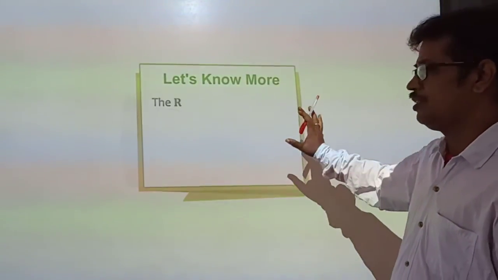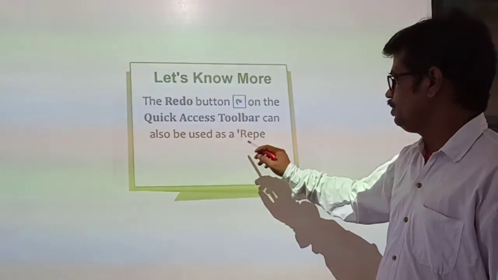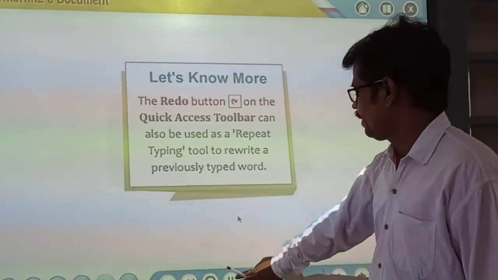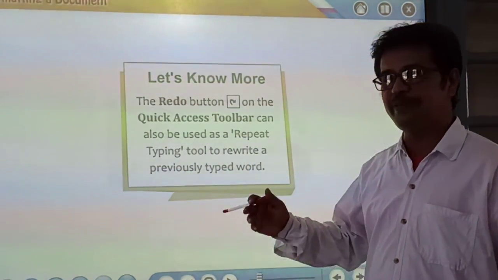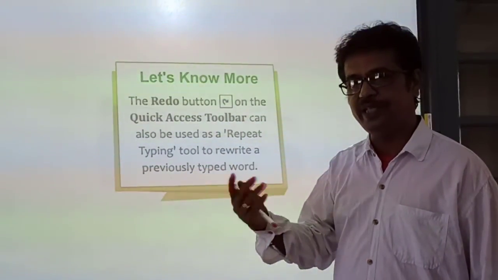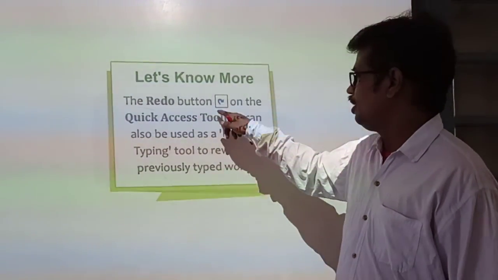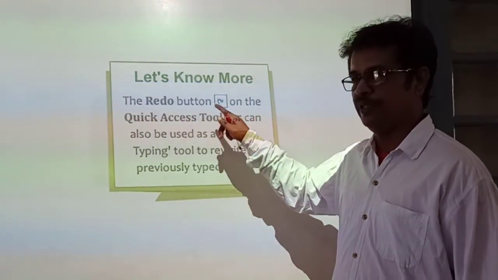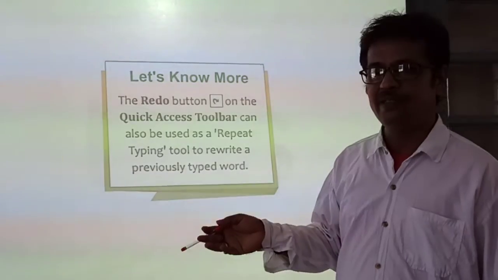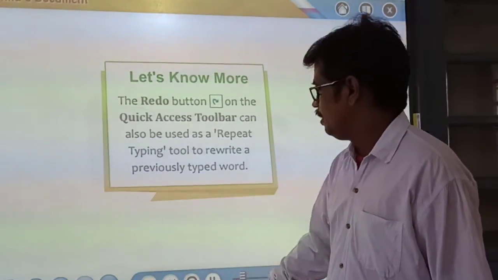Now the Let's Know box, it is given in your page. The redo button on the quick access toolbar can also be used as a repeat typing tool to rewrite a previously typed command. It means any command, if you want to use it repeatedly, you can use this redo button. Suppose you want to paste a word many times, you paste just one time. After that you just go on clicking this redo button. So the redo button is used to use any command repeatedly. This is the use of the redo command.